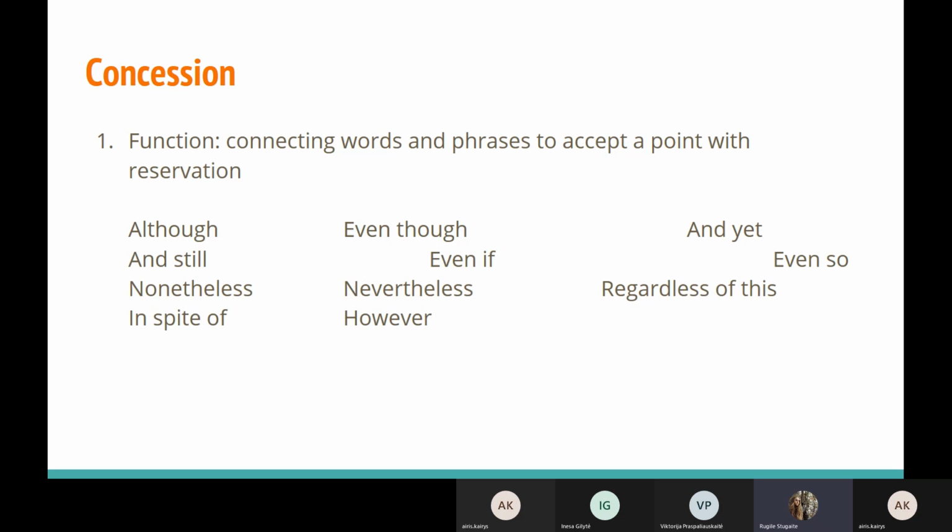And now we can move on to the last one, I think so. Concession, sorry, concession. And these linking words function as connecting words and phrases to accept a point with reservation. So phrases such as although, even though, and yet, and still, even if, even so, nonetheless, nevertheless, regardless of this, in spite of, and however.